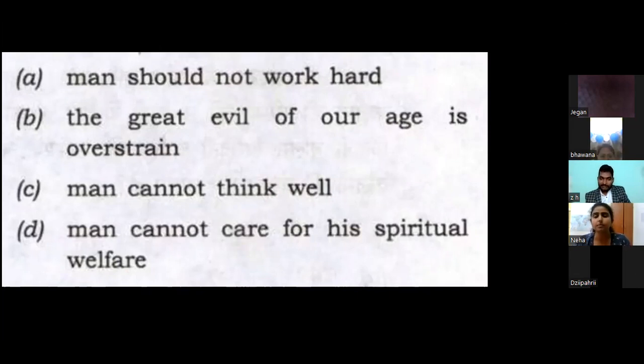Okay, sir. Option A doesn't seem a good option. It's something very negative. That's what you're saying. Definitely, sir. And also option C, man cannot think well. It's also a negative condition, according to me. And option D, man cannot care of his spiritual welfare. This is also looking negative. According to me, option B is correct. Option B, the great evil of our age is overstrain. Yes, sir.